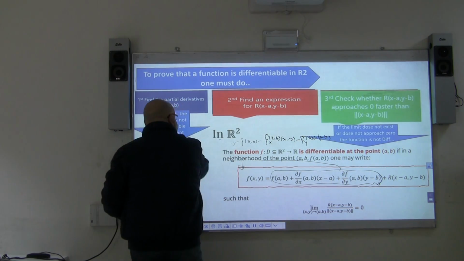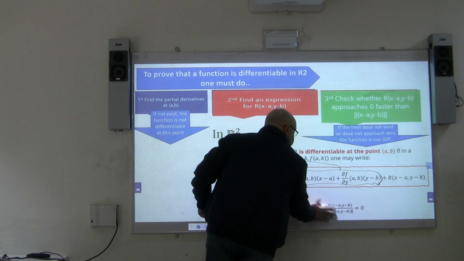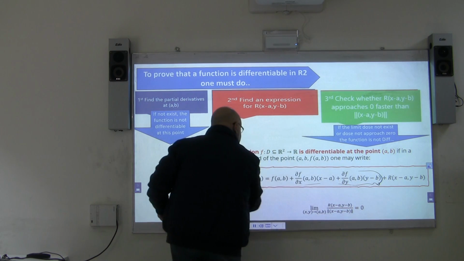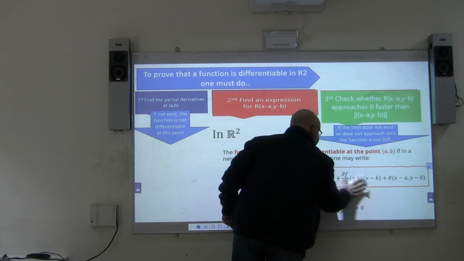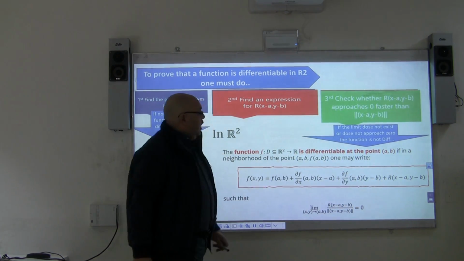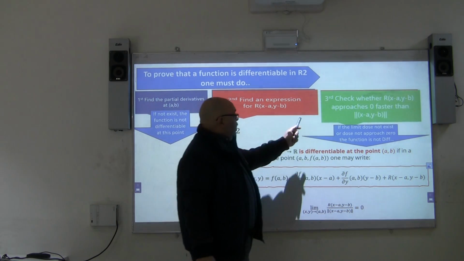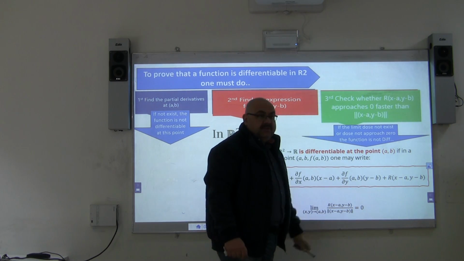Once you have evaluated the value of r, I can continue. Once I have the value of r, then I will check the limit. This limit is equal to 0.